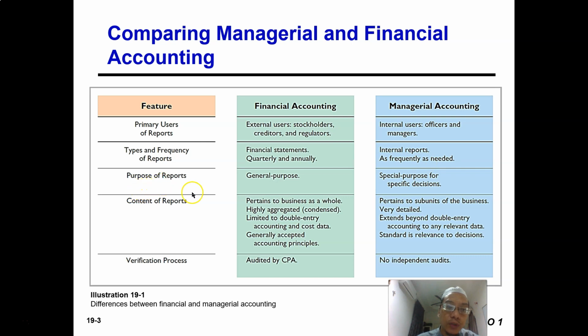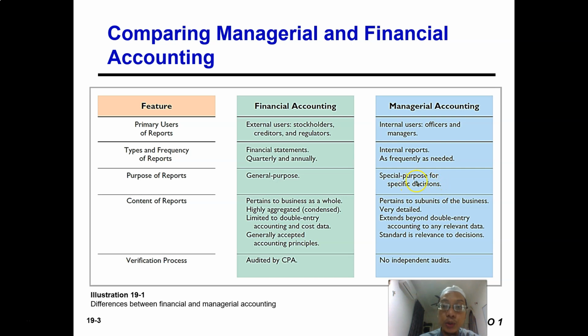And thirdly, what is the purpose of the reports? Financial accounting is general purpose, meaning that the statements are generic in nature, showing highly aggregated or highly summarized information, and covering the whole organization. It shows the vital information of the whole company. But managerial accounting reports are specific purpose. They could be very detailed, but they don't cover the whole company. They are focused on a particular department, a particular product, sometimes a particular process or division. So they are very focused and very detailed.